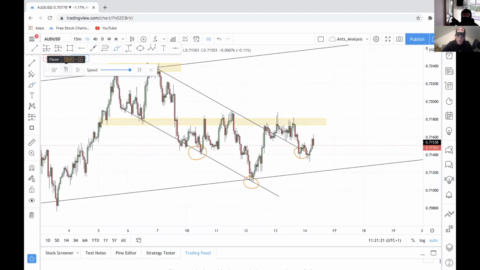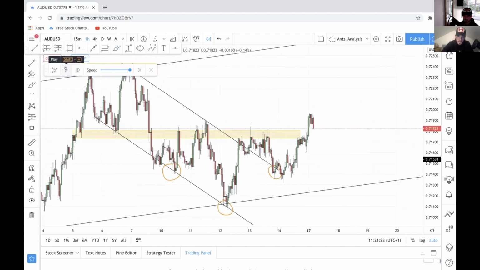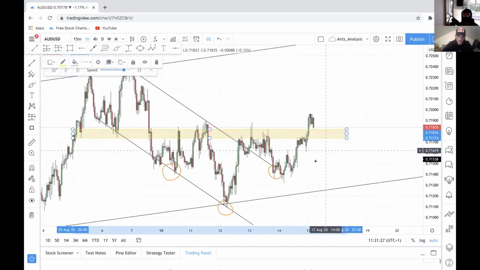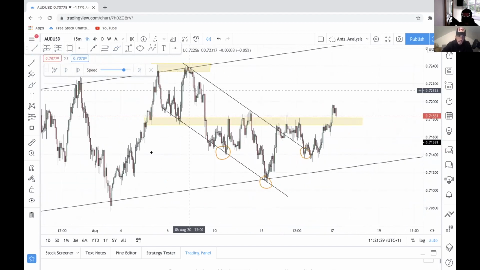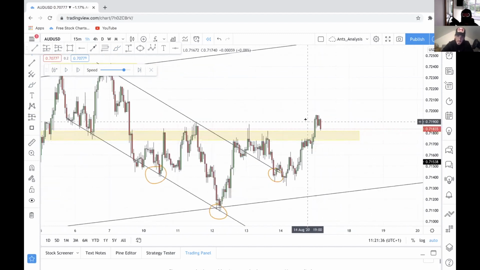What happens next? We finally break to the upside. Let's slow it down. So we can see now that we have had our impulse, we've had our correction, and now we've broken away from the correction. We can begin to look for buying positions.